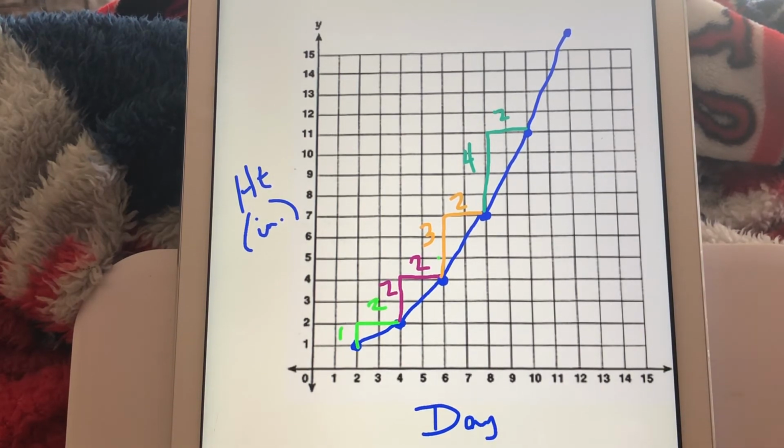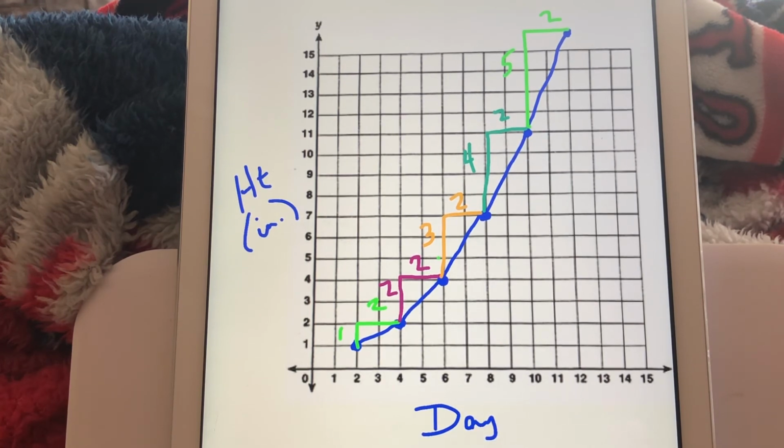And then the final little interval here from day 10 to day 12, we've got our triangle there. The vertical change is going to be 5 units. Okay, it grew 5 inches over this period of 2 days. And the horizontal change, of course, would be 2. So we want to make that 2.5 inches per day is the average rate of change.